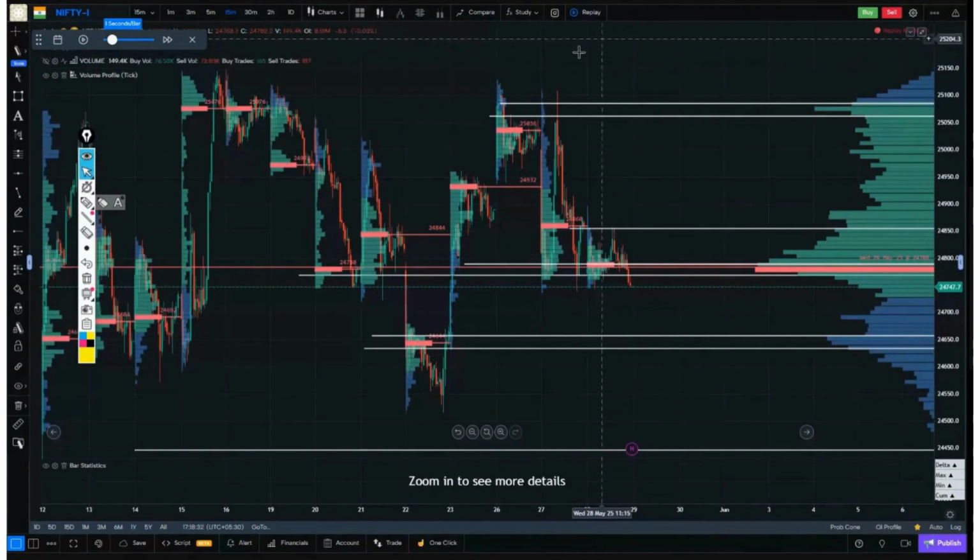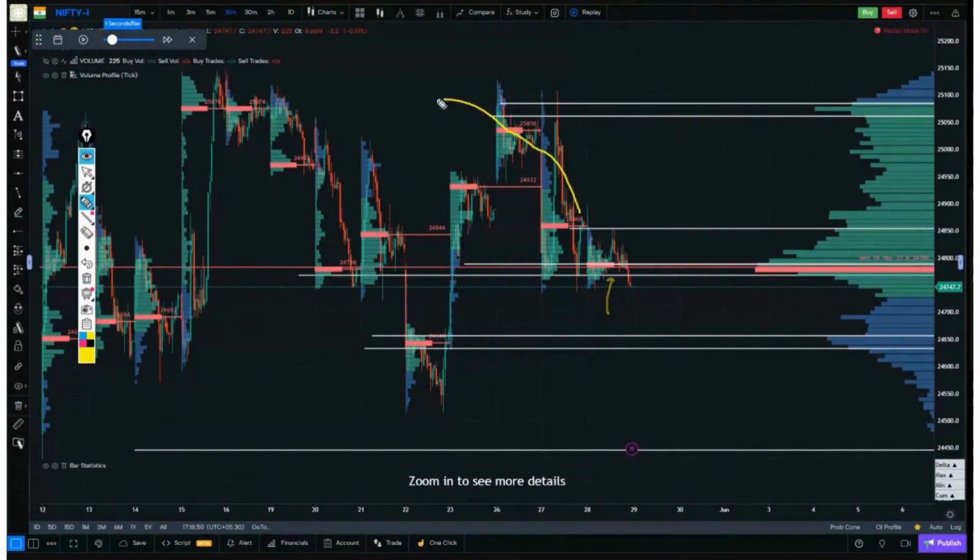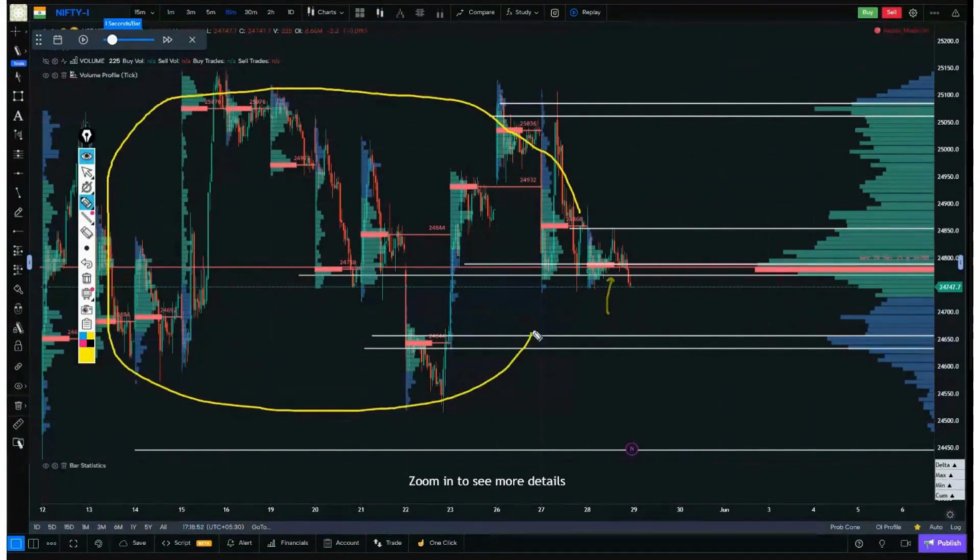Which levels did we mark yesterday? Yesterday, the market didn't move much. It was mostly sideways. Okay. So, note the volume of yesterday's market. And this range that the market has created for so many days, the entire VPOC zone, all were at the same level. Okay. So we had marked this zone. This was the VPOC zone for yesterday as well as for the last few sessions.